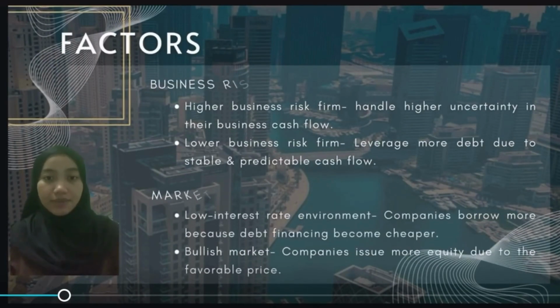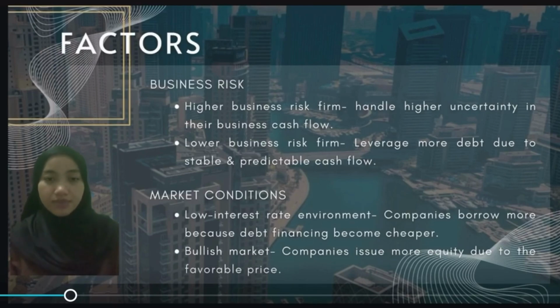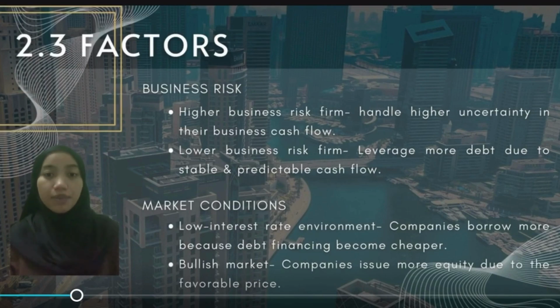Thus, for the factors affecting capital structure and also capital structure decisions, there are five of them, such as business risk, financial flexibility, profitability, asset structure, and also market conditions. We will go through them one by one.